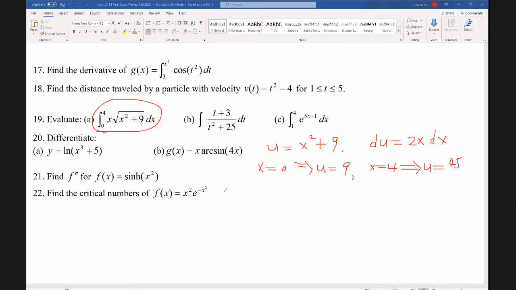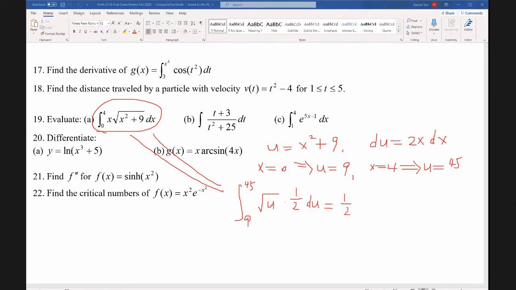Okay, now you can write this. The new lower limit is 9. The new upper limit is 45. All right, and this is square root u. And x dx is 1/2 du, right? 1/2 du. So we're almost done, right? Now you can put a 1/2 outside because 1/2 is a scalar, right?